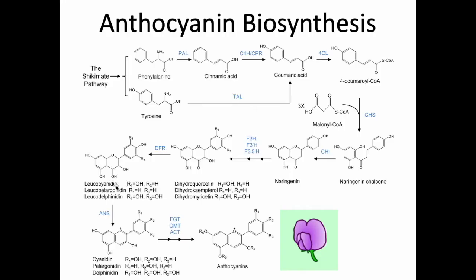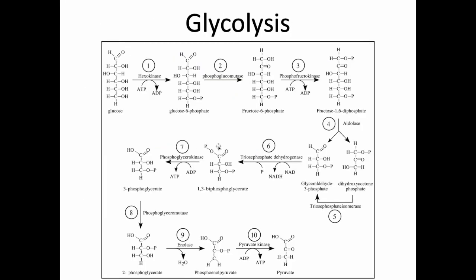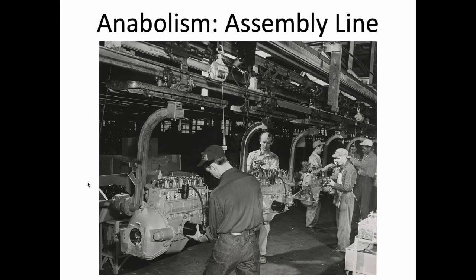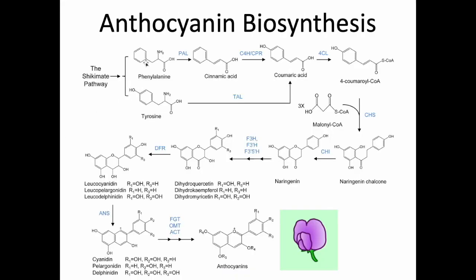This is a metabolic pathway, kind of like glycolysis was a metabolic pathway. Specifically, this is one of those assembly lines. This is an example of anabolism, an anabolic pathway. Through a series of intermediates, every single one with its own enzyme here, these anthocyanin pigment molecules can be created from pretty simple starting materials that every cell is going to have.